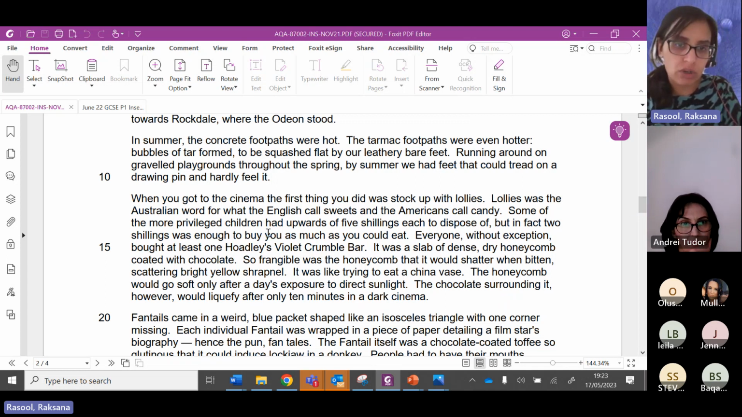Some of the more privileged children had upwards of 5 shillings each to dispose of. But in fact, 2 shillings was enough to buy you as much as you could eat.